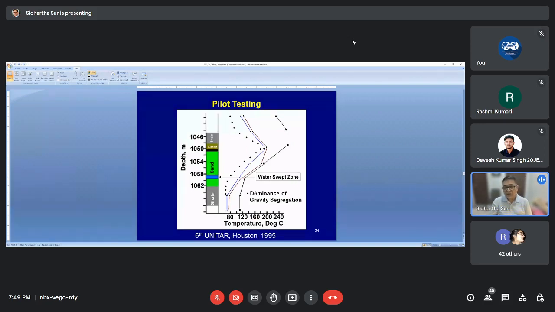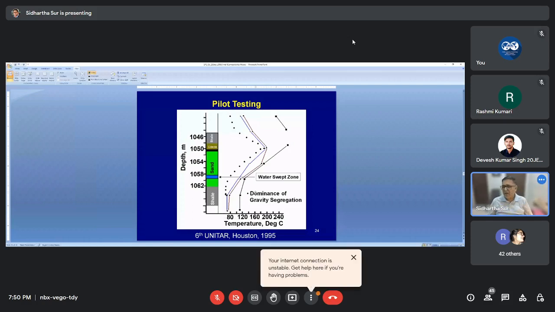But no, it went up into the top of the reservoir, also showing that gravity forms a very strong control on the process. So air is light, so it will try to occupy the top part of the reservoir. So gravity forces was demonstrated by this process, and that became our strength.